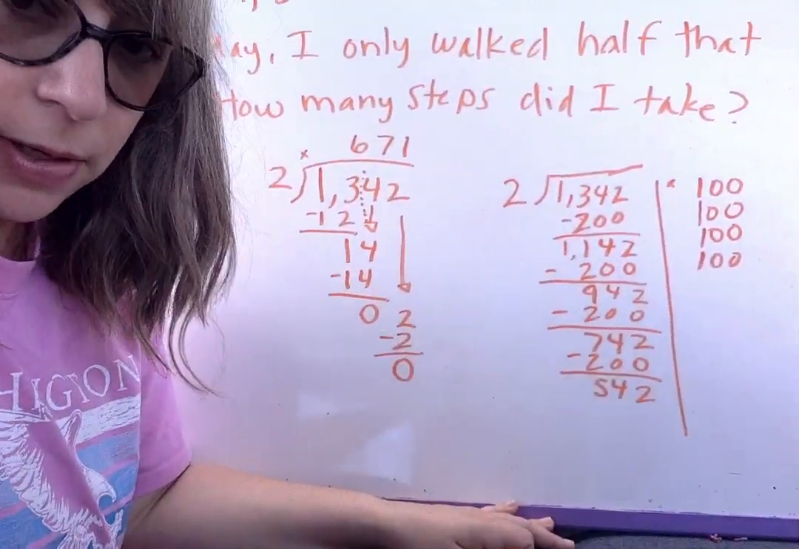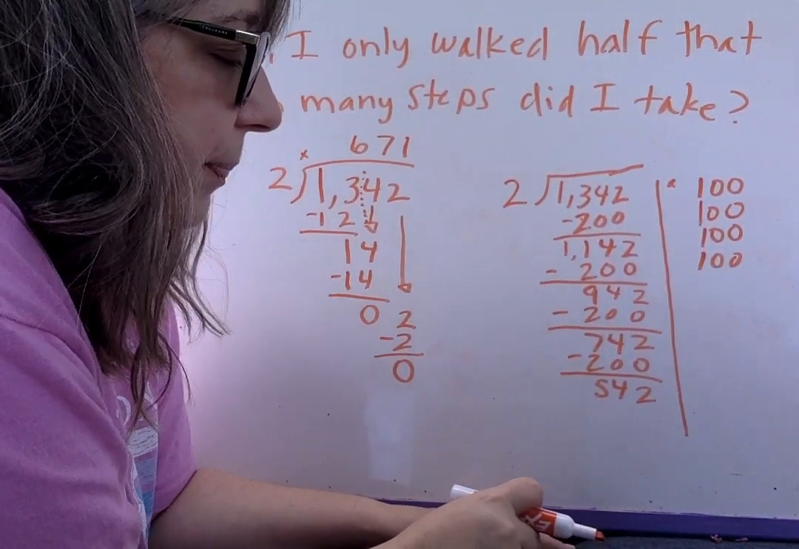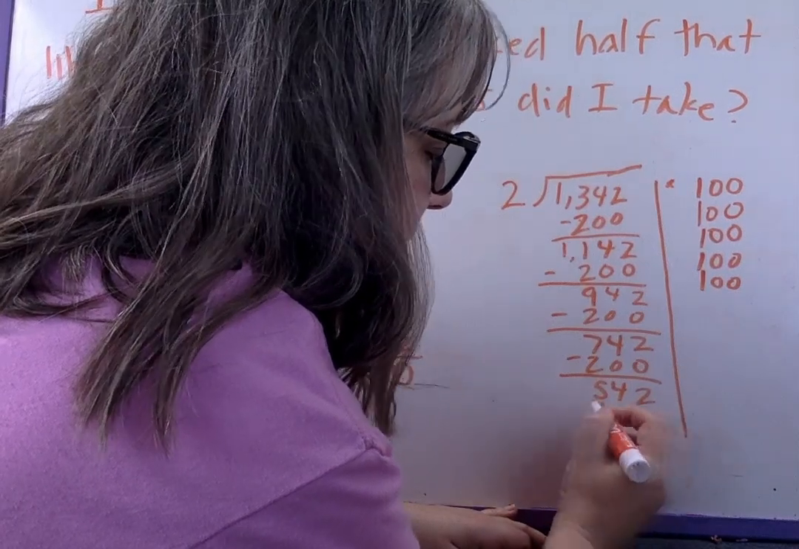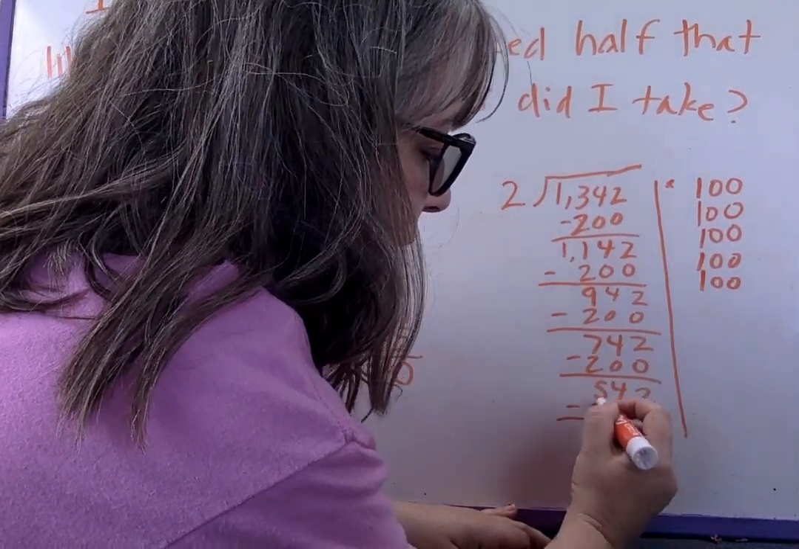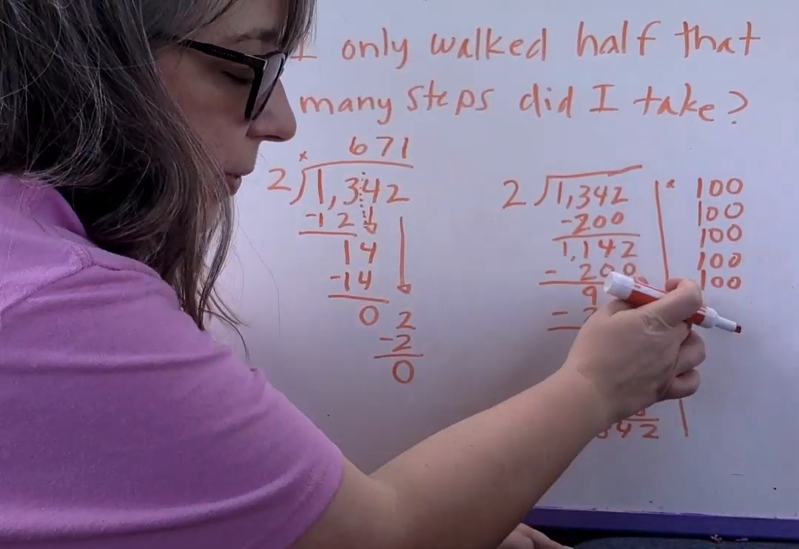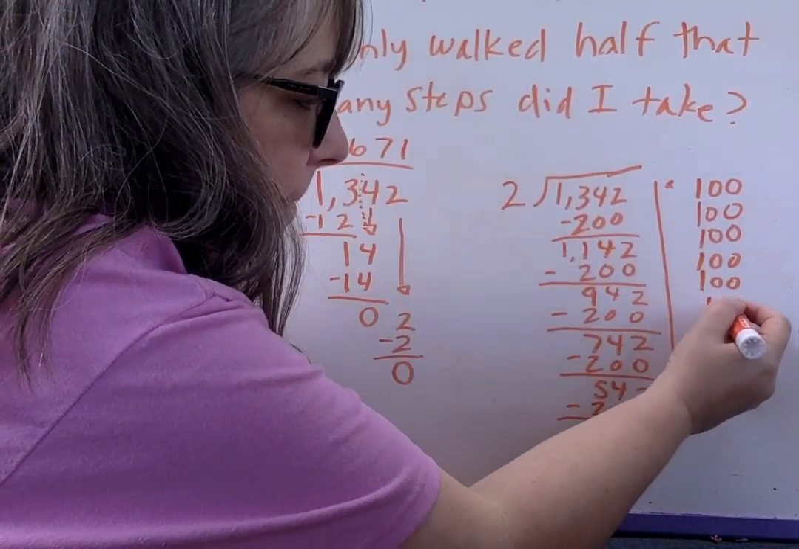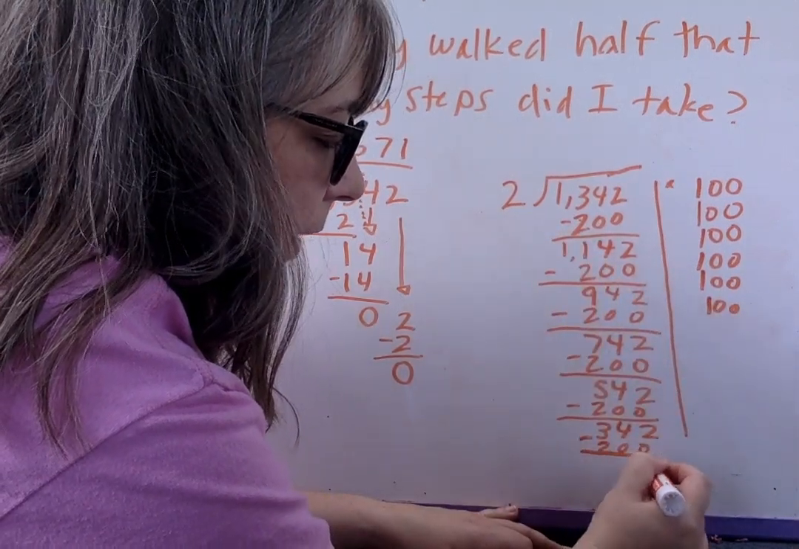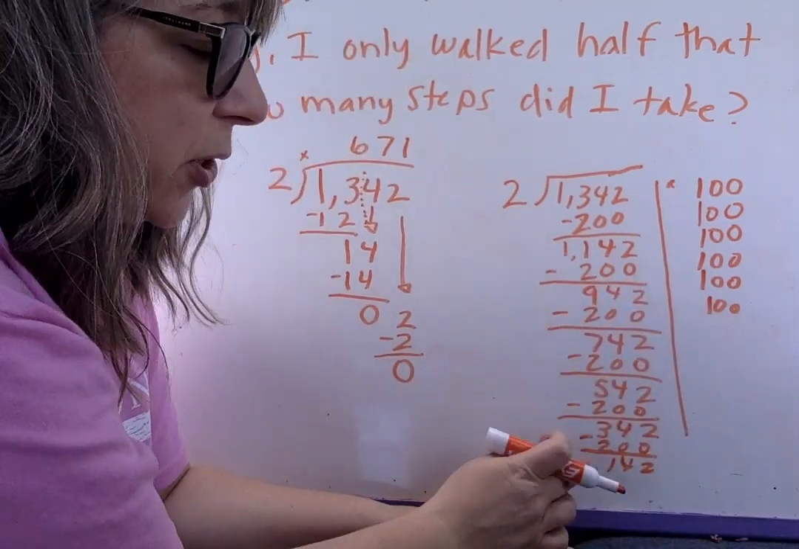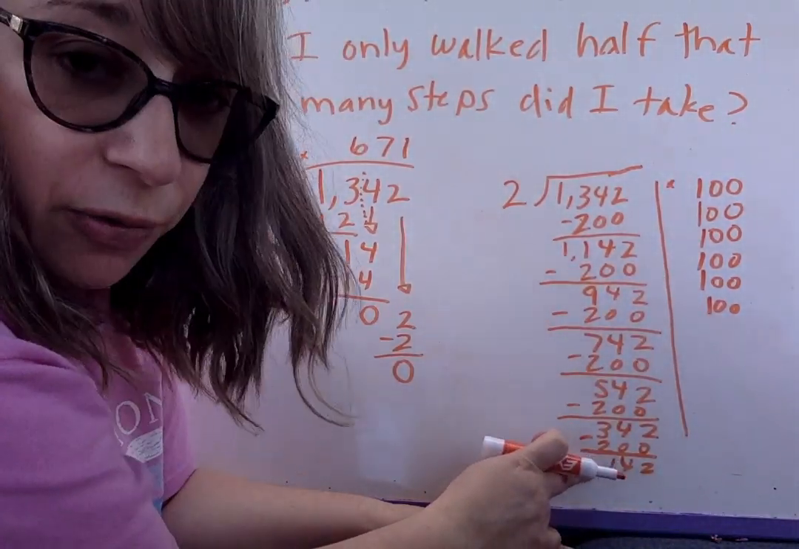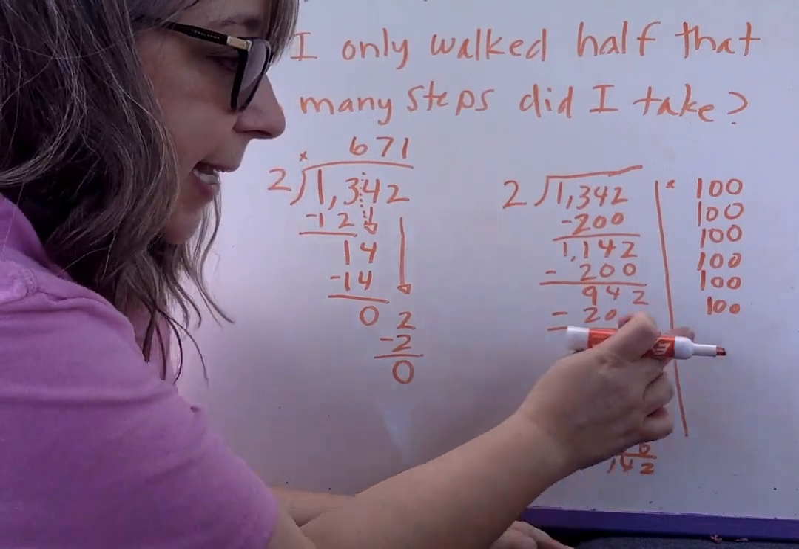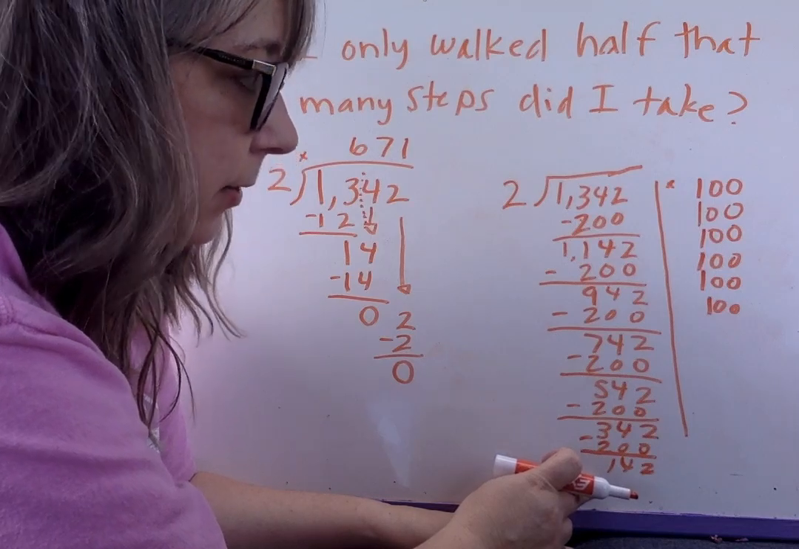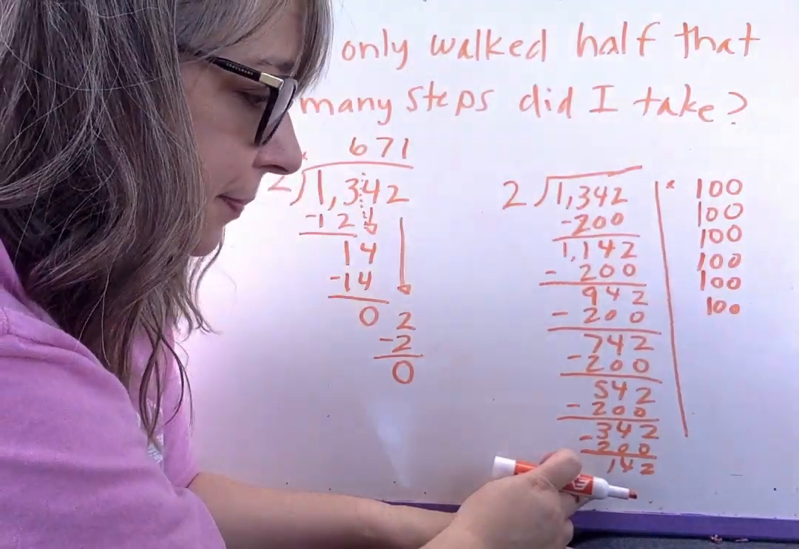I hope I have enough room. Okay, so let's do another 100. So 100 times 2 is 200. 2, 4, 5 minus 2 is 3. Oh, we're getting close. Let's do it again. 100 times 2 is 200. 2, 4, 1. Now, we can't do another 100 because we're down to 142, okay? And we can't say 100 times 2 is 200. That's too much.